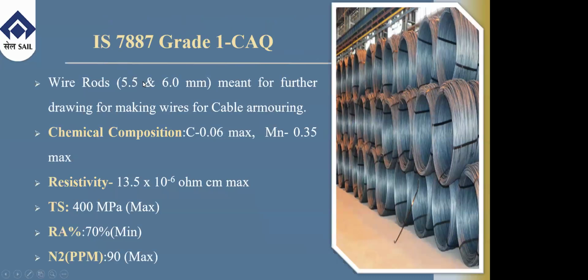We are producing IS 7887 grade 1 CAQ, and in grade 1 CAQ we are producing 5.56 mm, which is further drawn to make wires for cable armoring. For chemical composition, our carbon is 0.06 max, manganese 0.35 max, and in CAQ especially we are measuring the resistivity, which has a maximum limit of 13.5 into 10 to the power minus 6 ohm centimeter, and tensile strength with a max limit of 400 megapascal, and then the reduction in area is 70% minimum. Nitrogen we are also measuring and reporting, with a maximum limit of 19 ppm max.